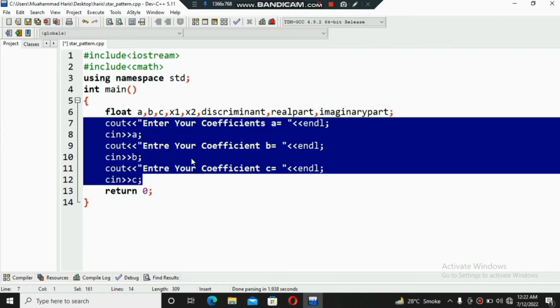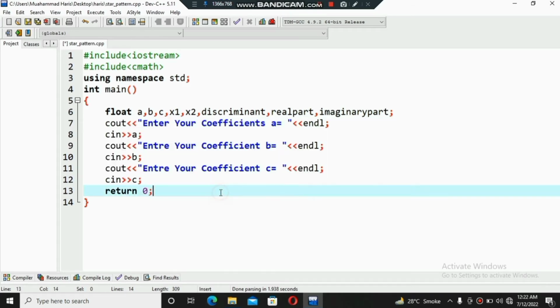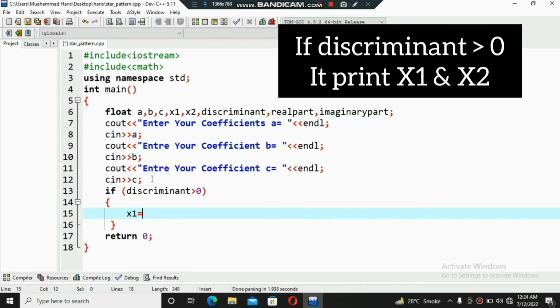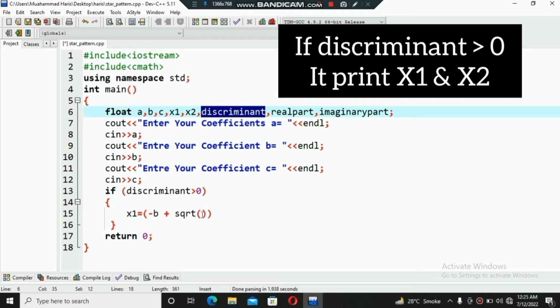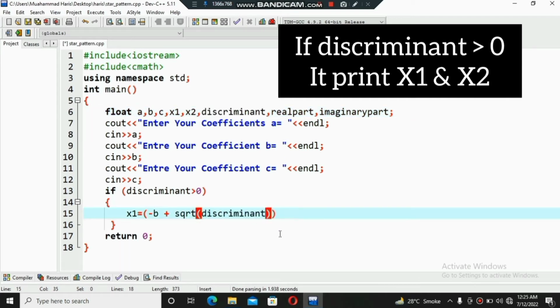Okay, in the next step I'm using conditions based on the discriminant. The discriminant tells us whether the solution is real or imaginary. If the discriminant is greater than 0, then x1 will be minus b plus the square root of the discriminant, where the discriminant is b square minus 4ac, all divided by 2a. So this is our x1, the first solution of the quadratic equation.